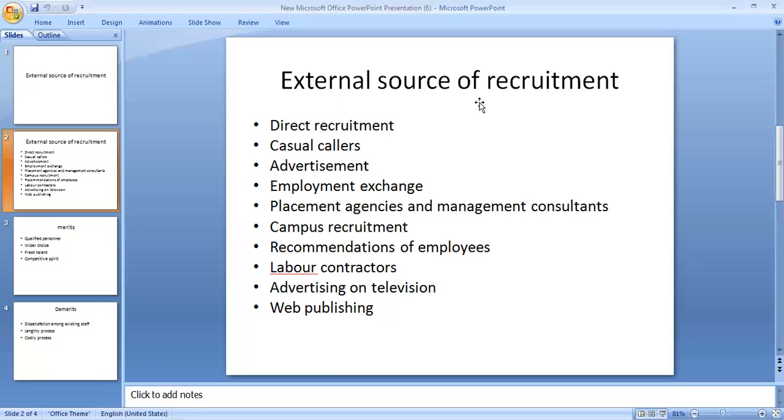And when the candidates who come through the consultancy agencies get the job, they have to pay a commission. It might be taken directly from the big organization, or else the candidates who are recruited need to pay the commission to the consultancy agencies. So placement agencies and management consultants is also one of the good methods for the external source of recruitment.